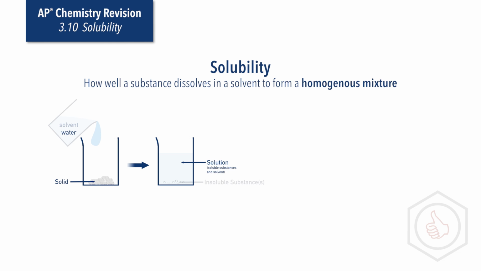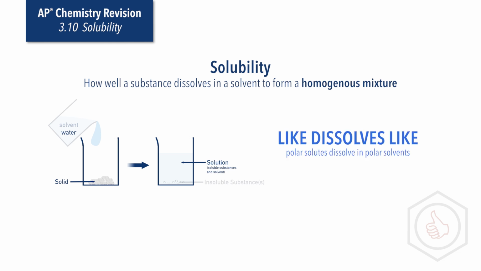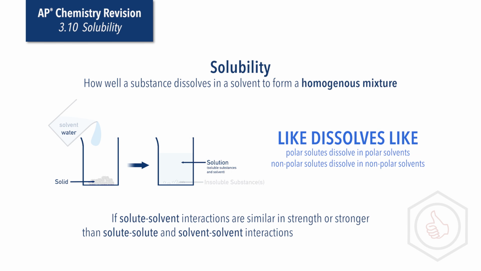The general rule used in chemistry for solubility is like dissolves like. Polar solutes tend to dissolve in polar solvents. Non-polar solutes tend to dissolve in non-polar solvents. This rule is based upon the compatibility of intermolecular interactions. If the solute-solvent interactions are similar in strength or stronger than solute-solute and solvent-solvent interactions, the solute will likely dissolve. So solubility is the ability of a substance, a solute, to dissolve in a solvent to form a homogeneous solution.